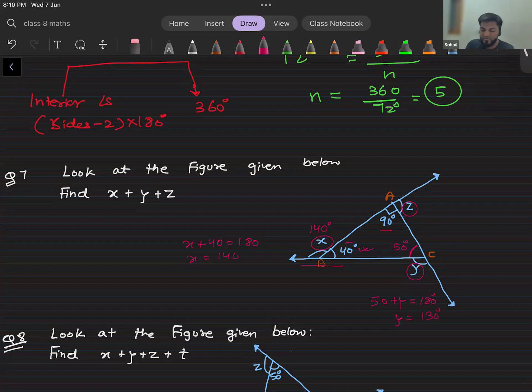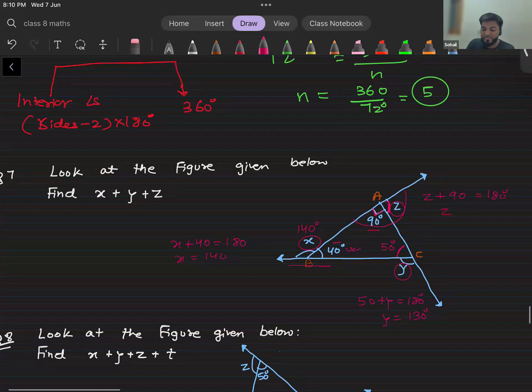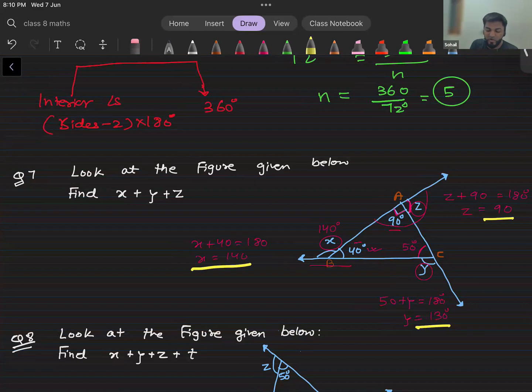And similarly, pay attention here. You guys are getting this, or is it confusing? z plus 90, this angle z and this angle 90 degree here, the sum is going to be 180 degree. So z here is 180 minus 90, that is 90. So you got the value of x to be 140, y equals 130, and z 90. So when you add these three, how much is our answer going to be? Yes, guys.